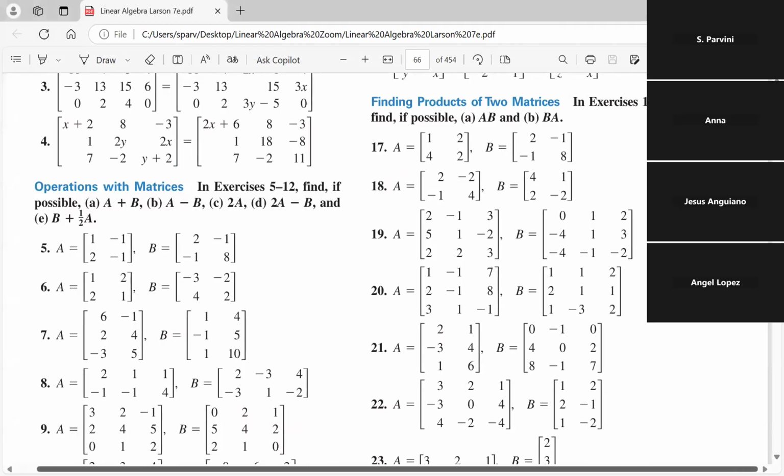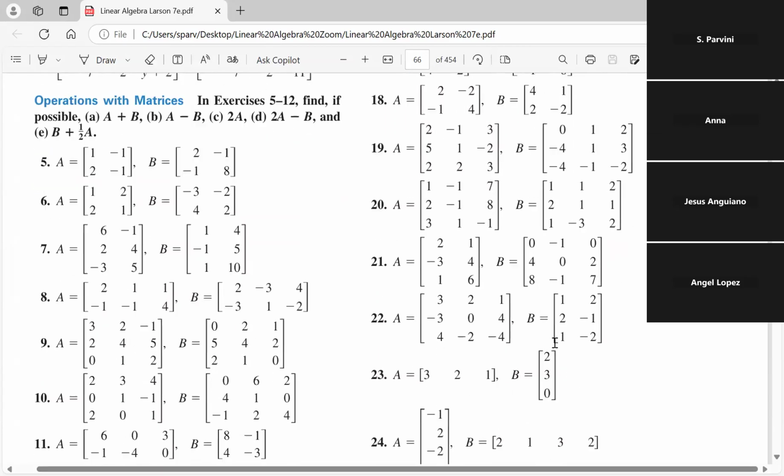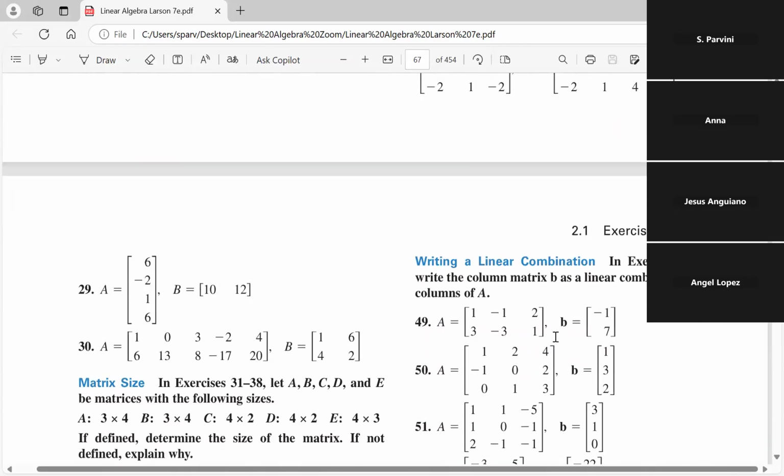So for instance, check this out, folks. For number 17, 18, and so on, 17 through 30, it just says multiply A, B, B, A, like that. So you can try these and see how it turns out. Let's go to number 40.